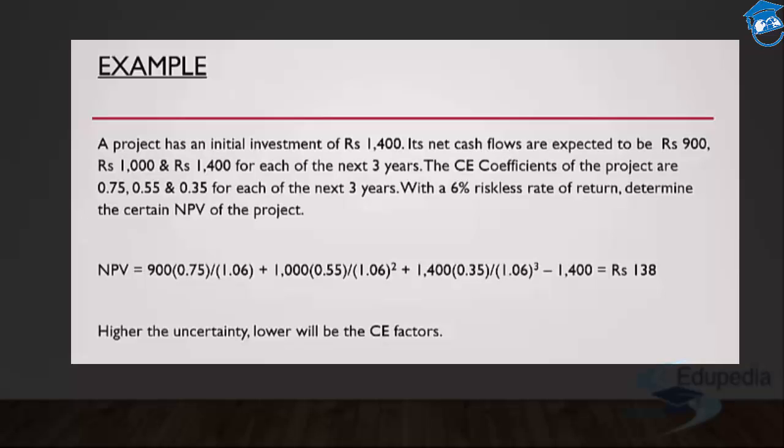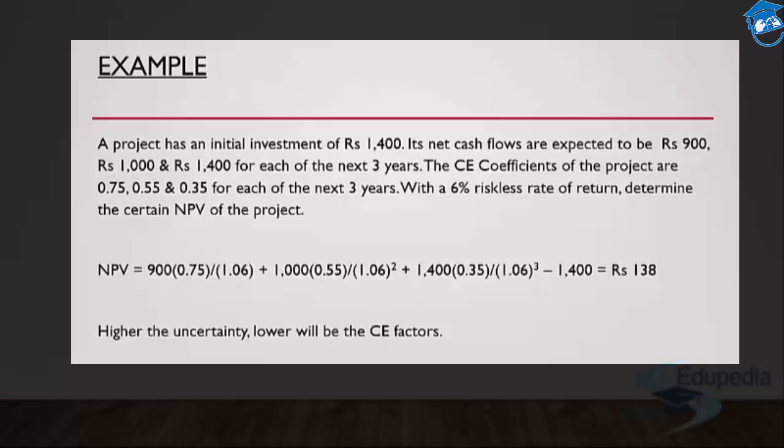You'll be dividing the same with 1.06 to the power 2, because that is for the year 2, plus 1400 into 0.35, that is the coefficient for the third year. Okay, you'll be dividing the same with 1.06 to the power 3, and out of the same, while including all these cash flows, you'll be deducting 1400, that is the initial investment you made. So you get a net present value of rupees 138, which is positive.